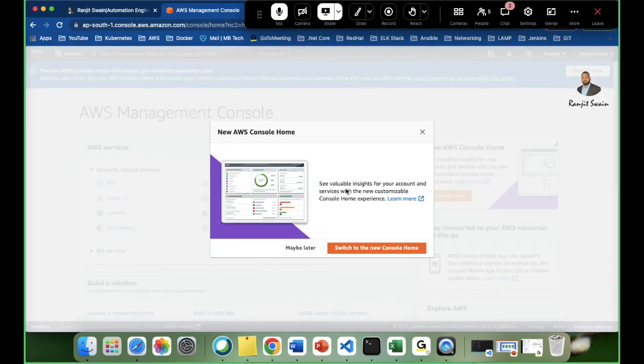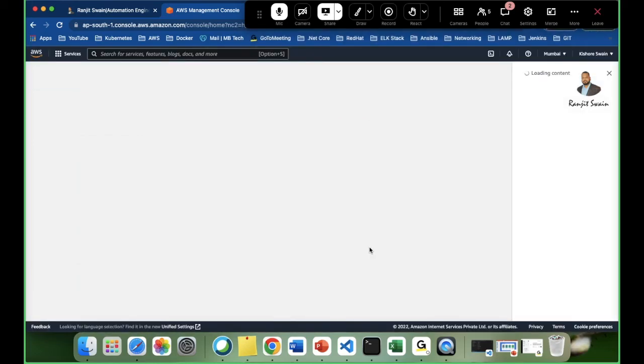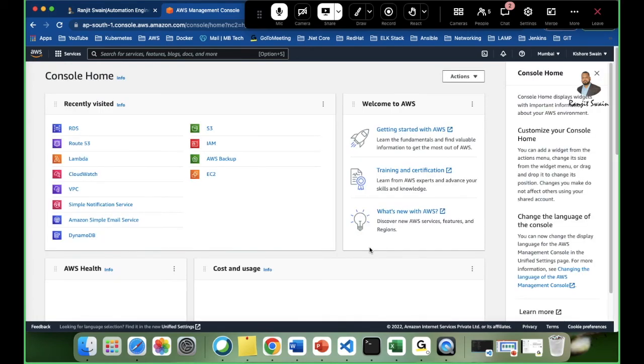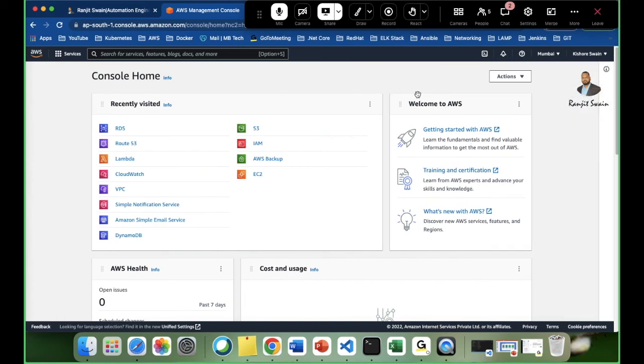So you can see, switch to the new console home. That's good. They have designed a new console home. Every time they upgrade their console, they provide a new look to the console. You can see all those details available here. The services, as I told, we are going to use around 18 services, but AWS provides more than 500 services. We are not going to learn everything, and it would not be useful either. Based on the requirement, you have to use the services whatever you need.